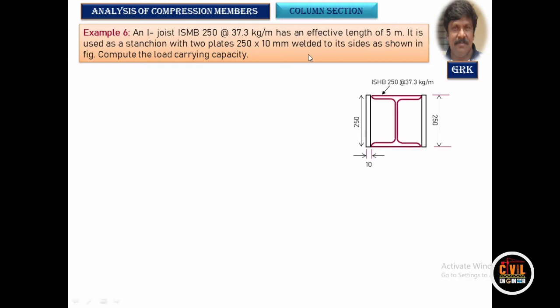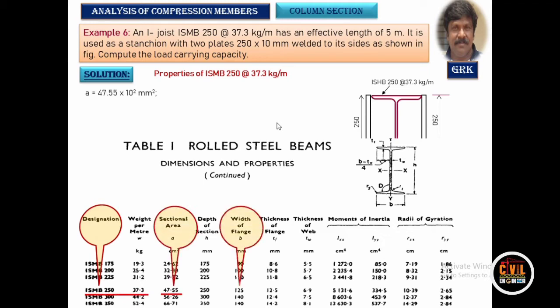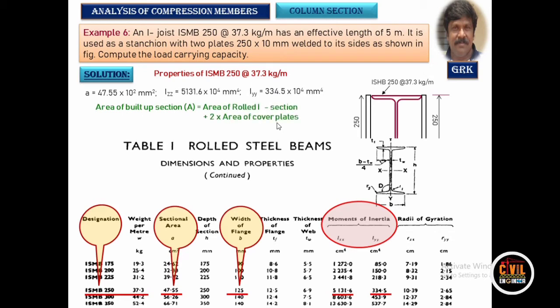By placing at different positions, let us try to understand which one will take more load for the same section properties. So once again, we are noting down the properties of the ISMB section, like area, flange width, moment of inertia. The total area of the built up section is equal to the area of the rolled I section plus 2 times the area of the cover plates. It is 9755 mm square.